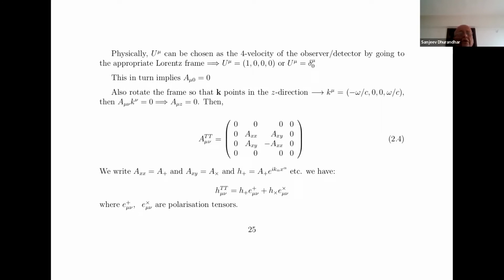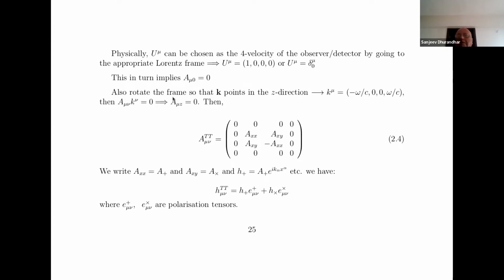So now what I'm saying is also rotate the frame so that K points in the Z direction. So K mu is now (omega/c, 0, 0, omega/c). This is what K mu looks like. So there are no x, y components now. Then A mu nu K nu equal to 0. Now you use this condition. This will give you A mu 0 times K 0, plus A mu z K z equal to 0. But A mu 0 is anyway 0. So it tells you A mu z times omega by c is 0, which means A mu z is 0.